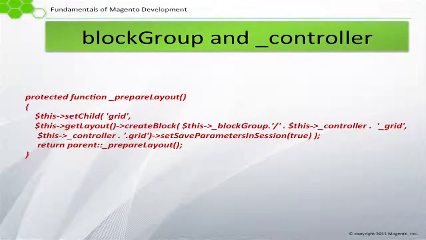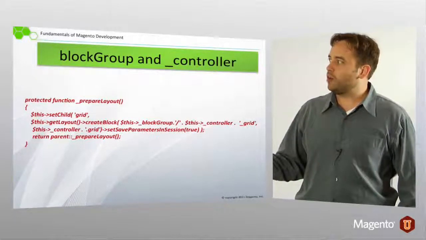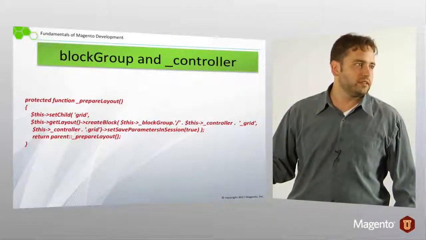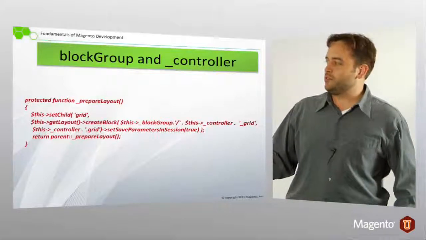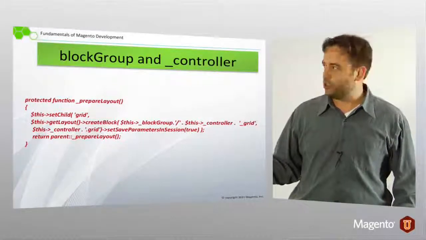So, how does that happen? Well, just like with other blocks, the admin blocks have prepare layout. So, prepare layout does some interesting things. Prepare layout will set a child block, grid, and then it uses name grid, and then here we use create block, this, block group, so this is where our block group variable comes in, this is our create block call, right? So then we'll use whatever string we've specified for our block group, and then append this controller. I'll explain this controller in a moment.